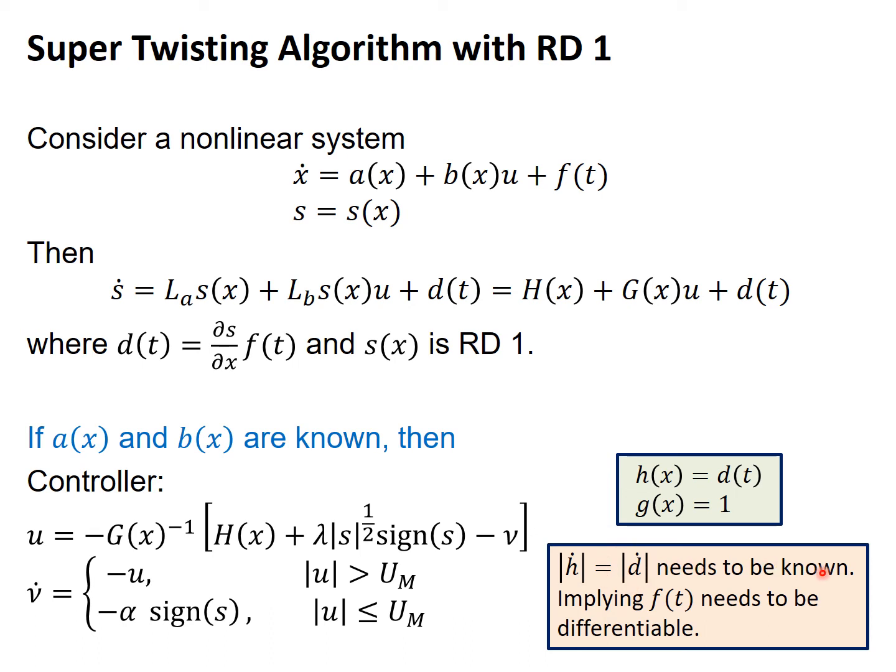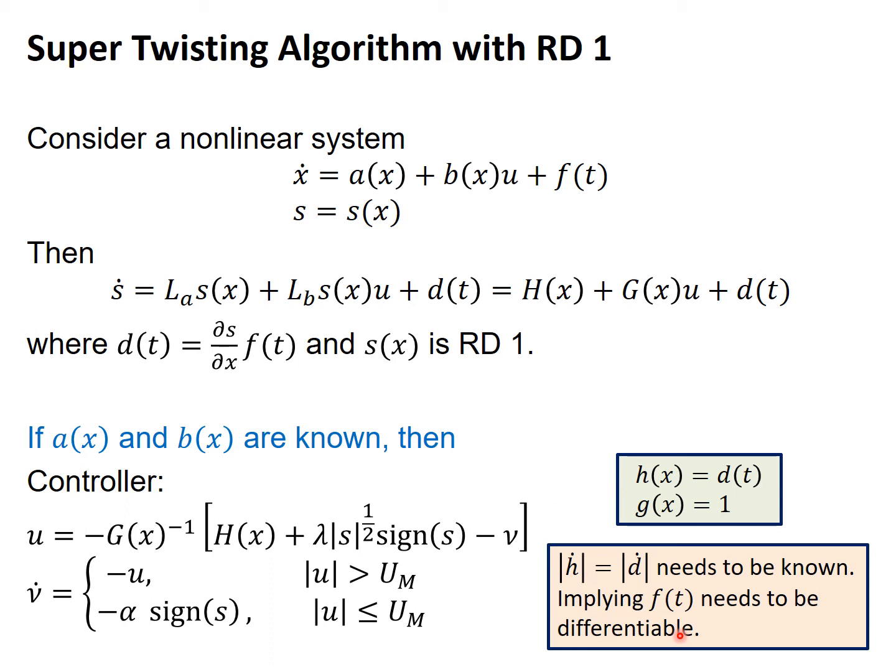What does this mean? This first of all means that d dot should exist and it should be bounded. So this implies that ft, because dt is coming from ft, so when you do a d dot, we will have to do a f dot. So ft needs to be differentiable. This is what is meant by this. So this is one assumption on the disturbance that we are keeping.